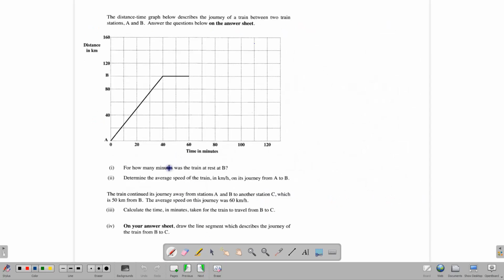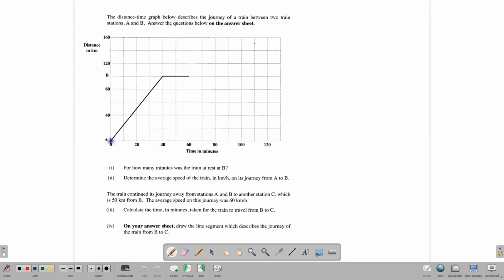Here we have one, and it says the distance-time graph below describes the journey of a train between two train stations A and B. A is here and B is here. Answer the questions below. So, for how many minutes was the train at rest at B?